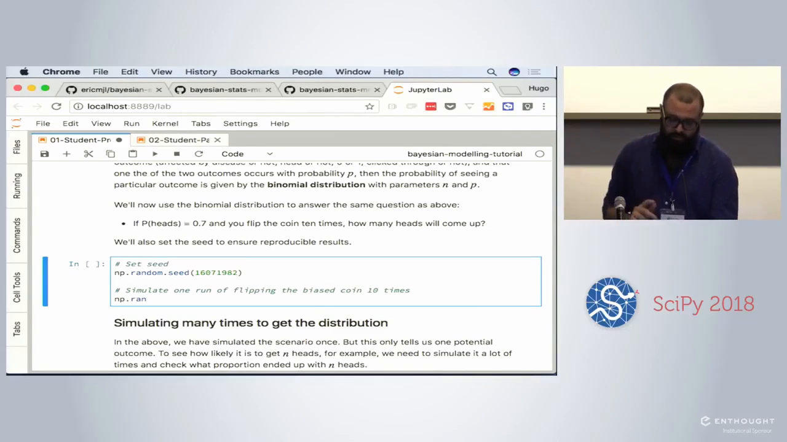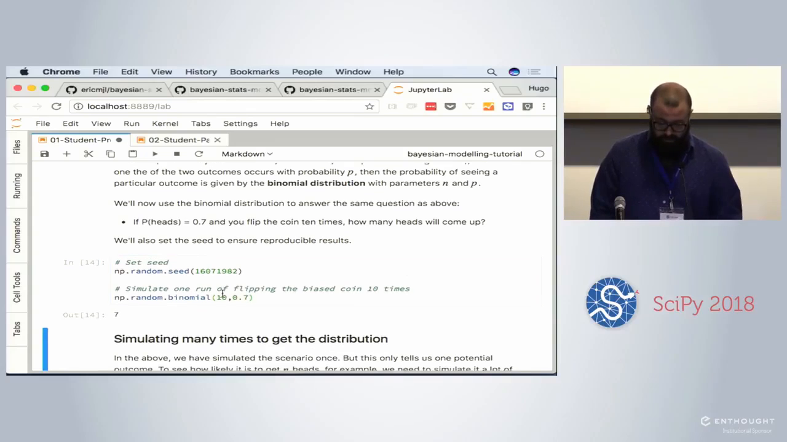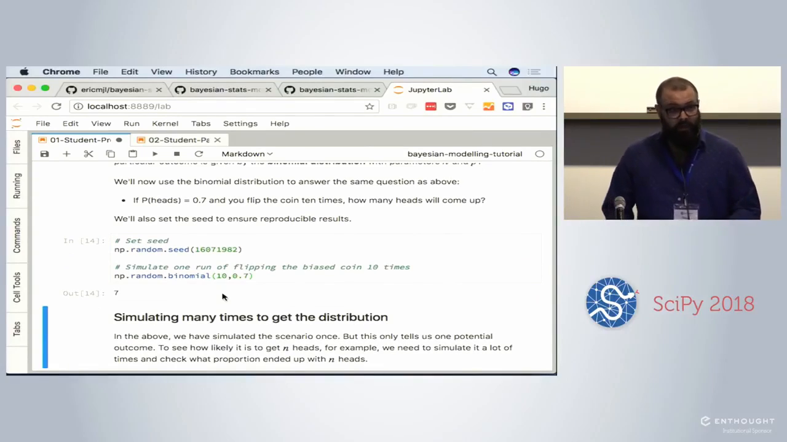Okay, so what we're going to do is simulate from the binomial distribution. So np.random.binomial, with 10 flips, and our p is 0.7. So let's execute this. Right, so that's interesting. Got 7 heads, which you may think, okay, it's 0.7, so that makes sense. Do not think that, because we could also have got 8 relatively easily, or 9 or 6, perhaps if you used a different seed that wasn't my birthday.